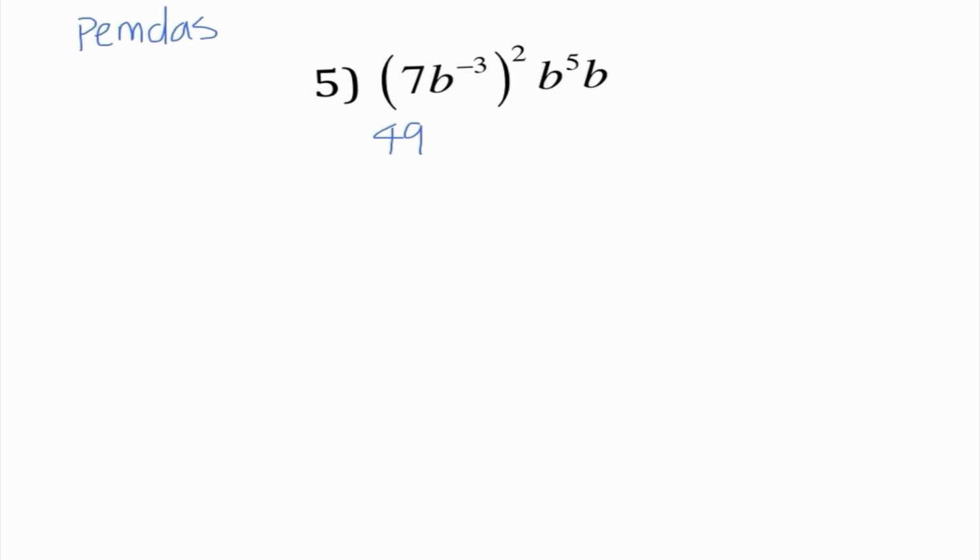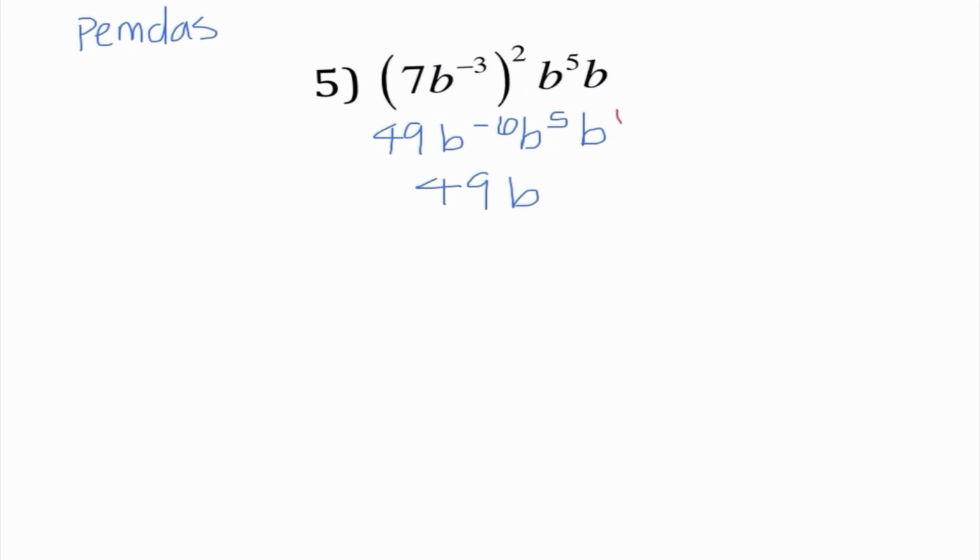b to the negative 3rd squared is b to the negative 6th. And then I have times b to the 5th times b. So I know that I have a 49 out in front. And since I'm multiplying these 3 terms together that all have the same base, I know I need to add their exponents.